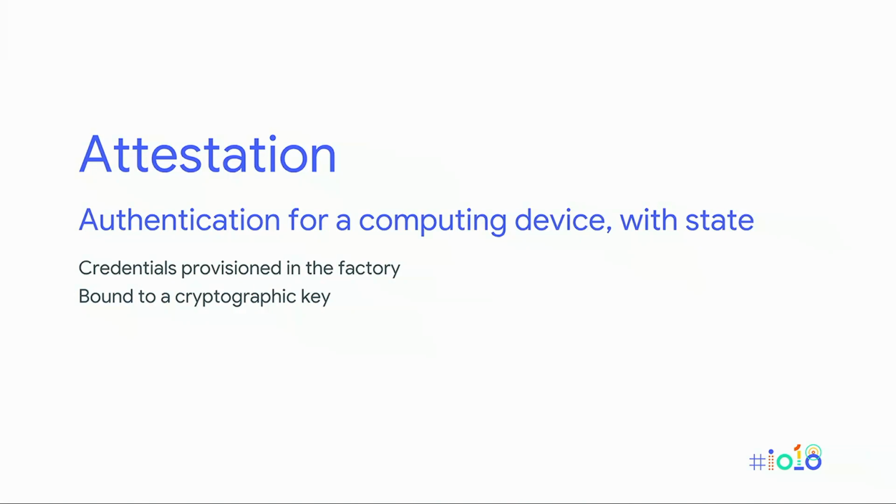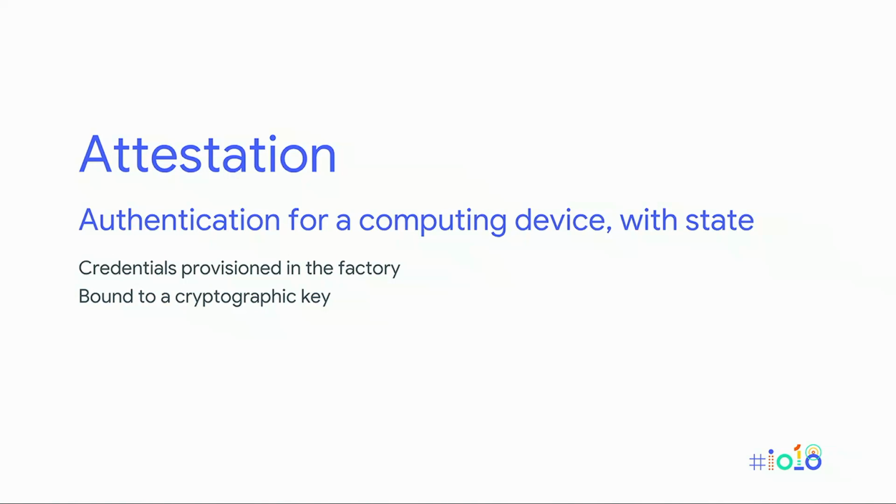Attestation is really proving the integrity of a computing device with state, so including the current operating state of the device. So it's really a special kind of authentication. In order for this to be possible, the device needs to already have some kind of a credential that it can use to prove itself. Often this is provisioned in the factory, so when the device comes out of the box, it can already prove that it's a genuine instance of that particular product.